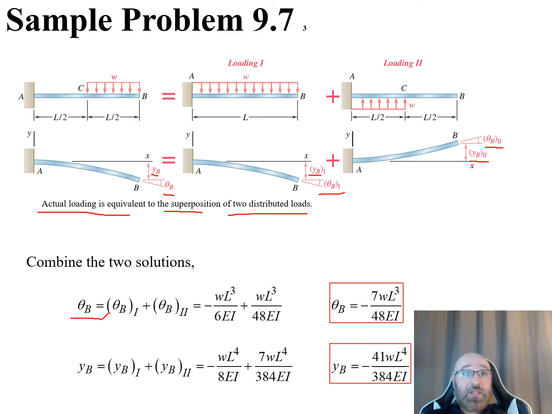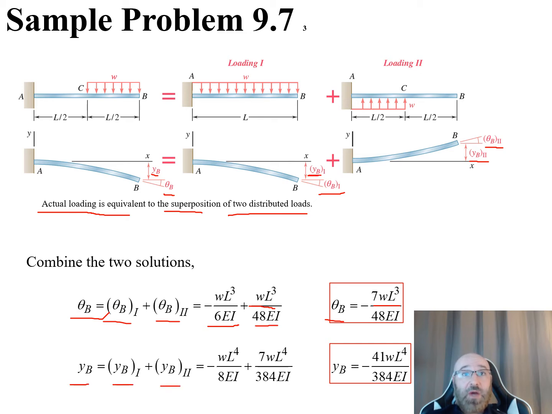So now we can say that our theta sub B is equal to our theta B1 plus theta B2, which, again, are the ones we just obtained. Our theta sub B1 is negative W, our distributed load, times L cubed all over 6EI, plus our W times L cubed over 48EI. We add those together, and our theta sub B is now negative 7WL cubed over 48EI. And our y sub B is y sub B1 plus y sub B2.